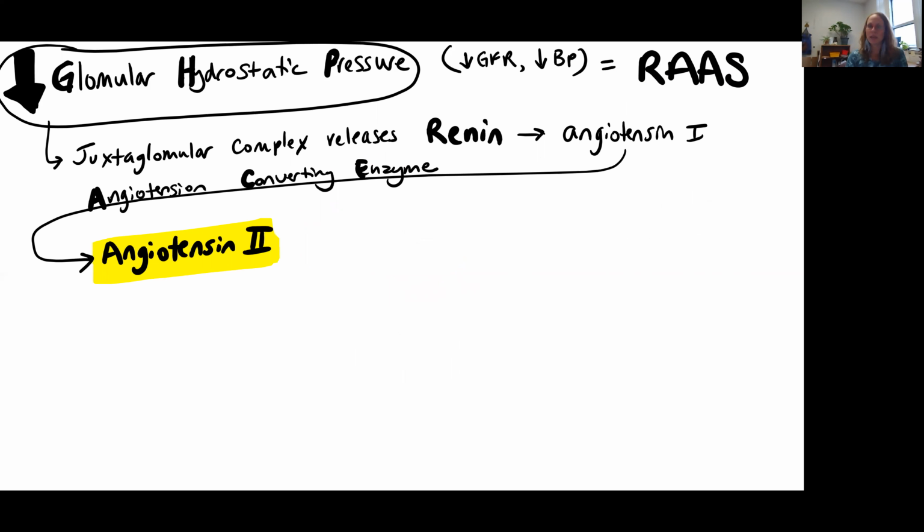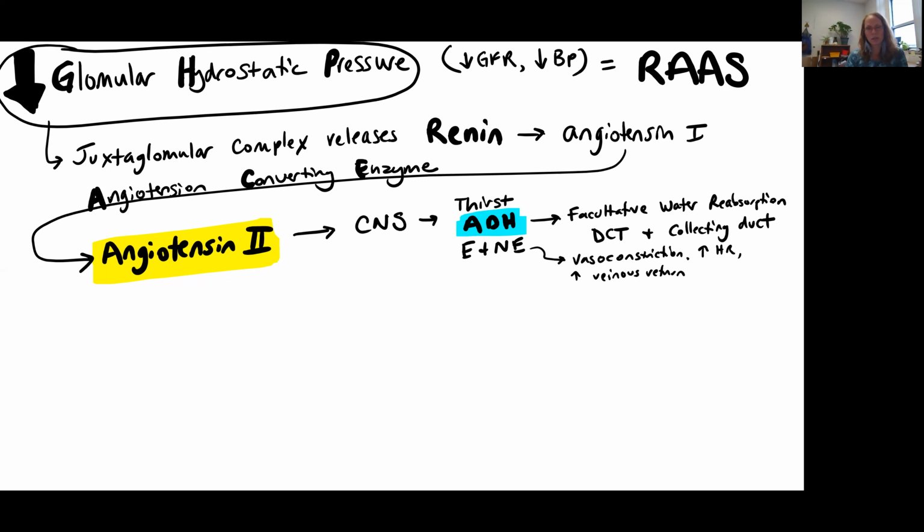Okay, so what's going to happen? When your glomerular hydrostatic pressure is low, the juxtaglomerular complex will release renin. We already know that renin is going to lead to the activation of angiotensin 1, which will then convert to angiotensin 2 with the help of the angiotensin converting enzyme, or ACE.